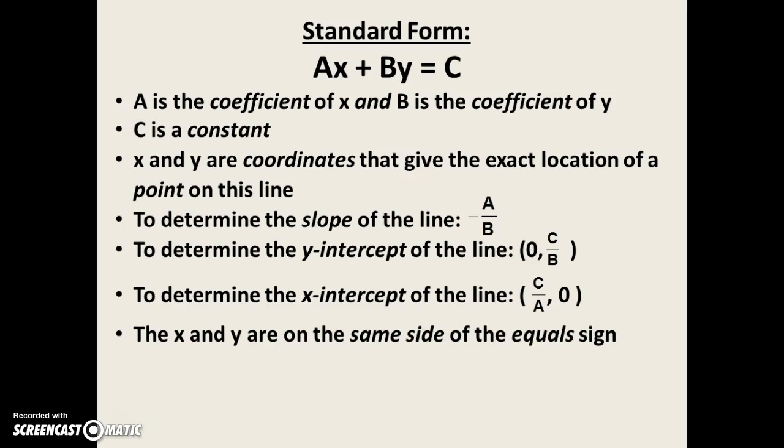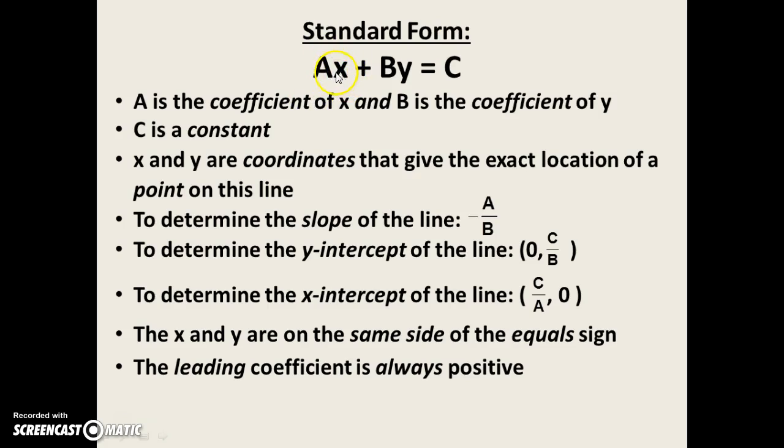The x and y are on the same side of the equal sign in standard form, and the constant is by itself on the other side. That's standard form. The leading coefficient is always positive. The leading coefficient is the first coefficient you see, so in this case, it's a. This coefficient, whatever number it is, is always going to be positive.